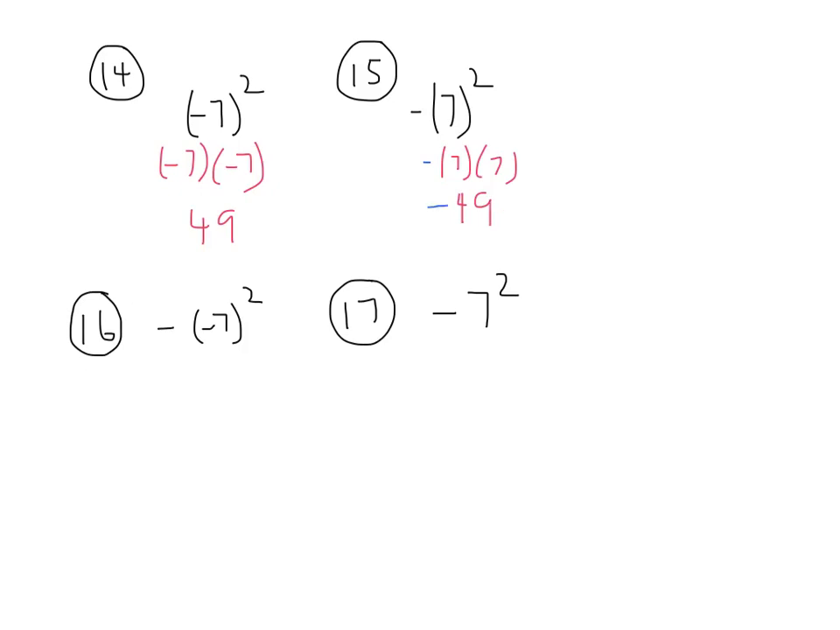Number 16. We would do negative 7 times negative 7 first, and then again we have the opposite of that. So this would be 49. The opposite of that is negative 49. Last one, 17. This is saying the opposite of 7 squared. So this means the same thing as if I had written the opposite of 7 squared. So we would do 7 times 7 first, and then the opposite of that. So this would be 49 with a negative, or negative 49.